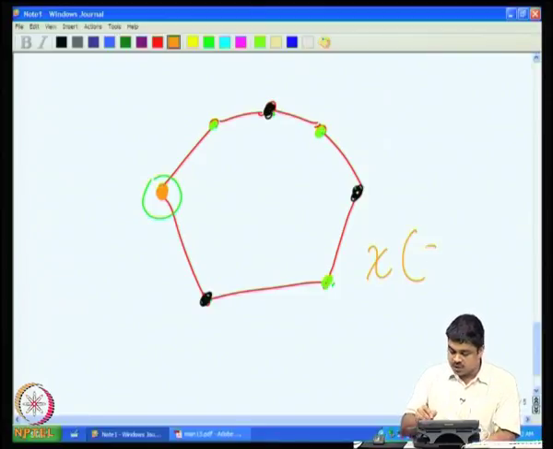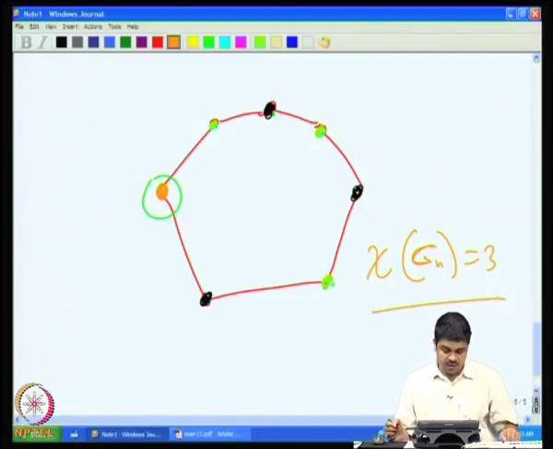Chi of Cn equals 3 when n is an odd number. If it's an odd length cycle, then we need 3 colors. So between the odd cycles and even cycles, there is a difference. Odd cycles require 3 colors, while even cycles require only 2 colors.